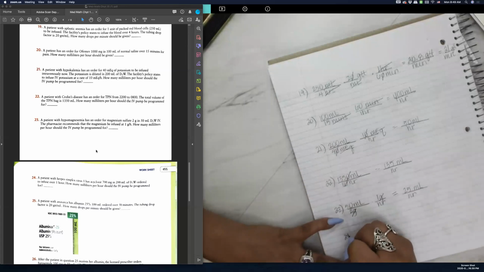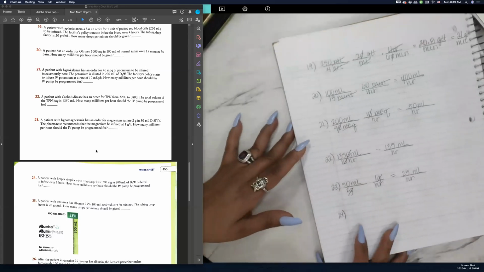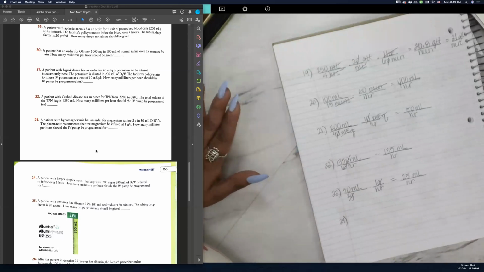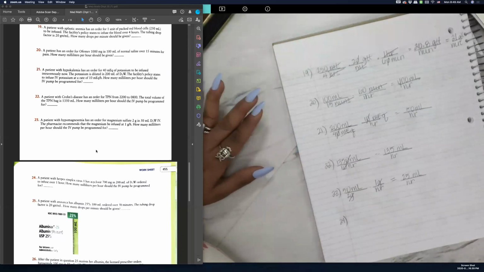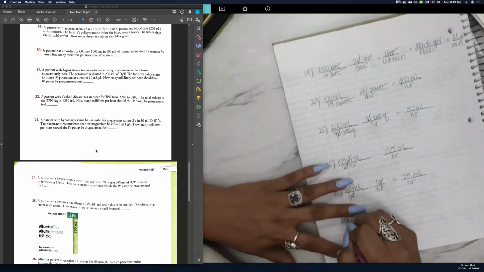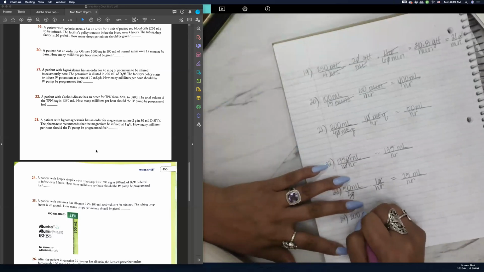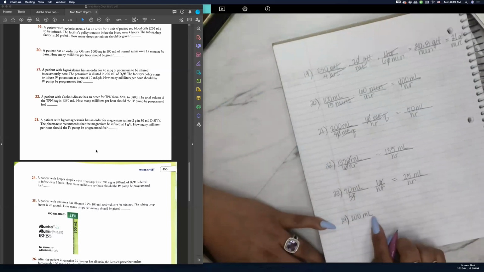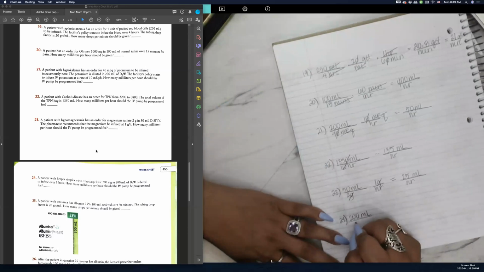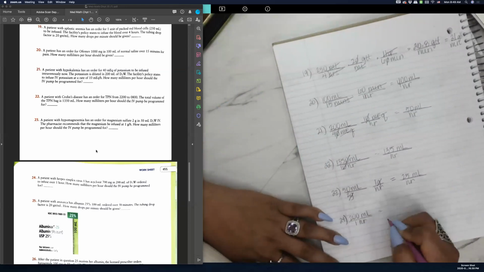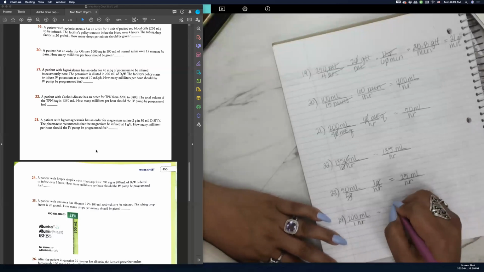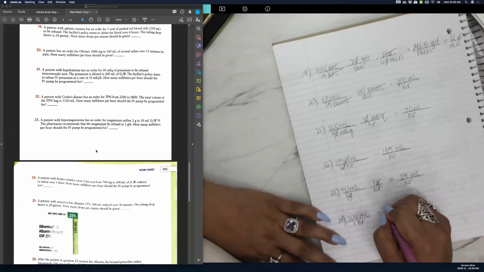Okay, number 24. A patient with herpes simplex virus 1 has acyclovir 700 milligrams in 200 milliliters D5W ordered to infuse over 1 hour. How many milliliters per hour? So it's 200 milliliters. It's infused over 1 hour. There's nothing to simplify really, so it's just 200 milliliters per hour.